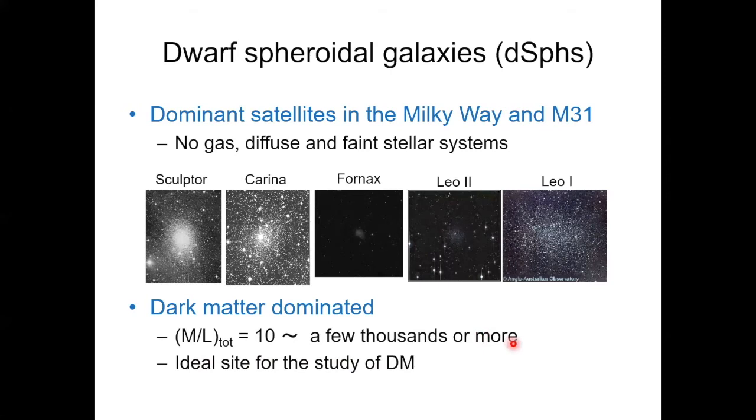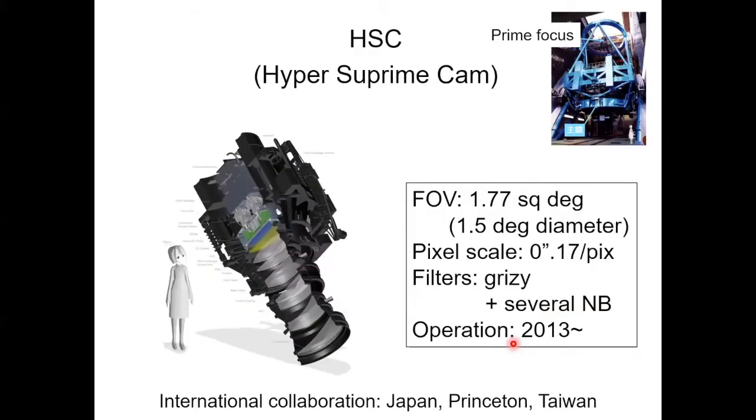Okay, so still many dwarf galaxies might be undetected so far. Based on this motivation, we are trying to search for new satellites using the Subaru telescope we have. This is the Subaru telescope on Hawaii Island. And at the prime focus, we now have the so-called HSC, Hyper Suprime-Cam. It's a very big digital camera attached at the prime focus.